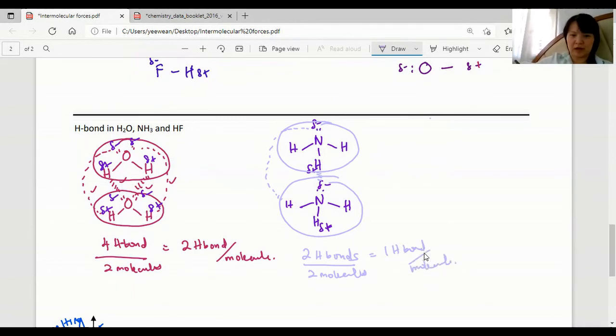Why so? Because although there's an abundance of hydrogen, the lone pair is limited here. So I don't have any more lone pairs to form hydrogen bonding.